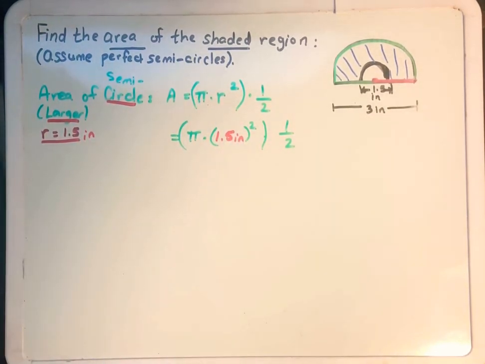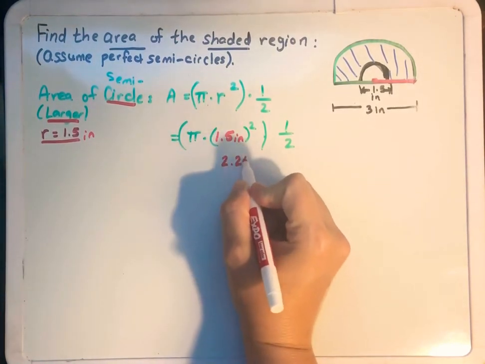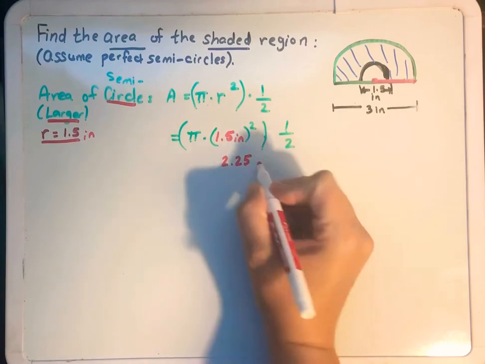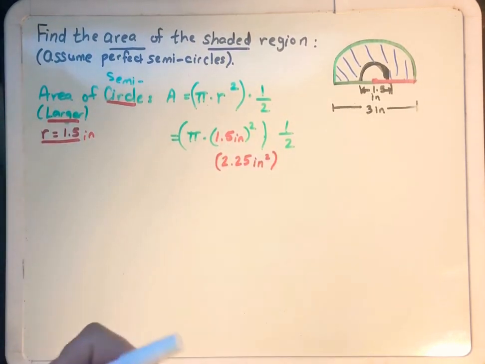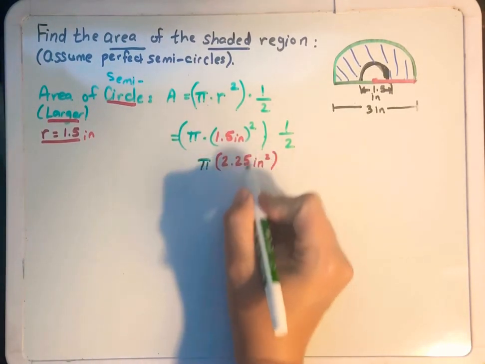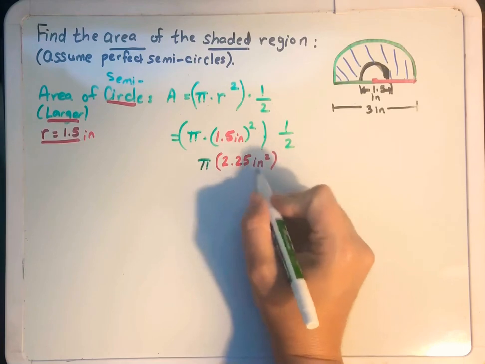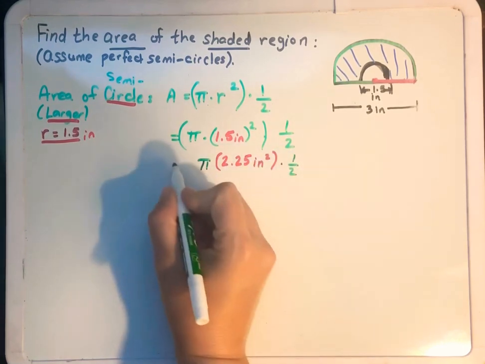So when I type in 1.5 times 1.5, what am I getting? 1.5 times 1.5 gives me 2.25. Notice inches times inches, or inches squared, also known as square inches. So now I have pi r squared for the larger circle, pi radius squared, so pi times 2.25. This is in square inches. Whatever that answer is, we're cutting it in half.